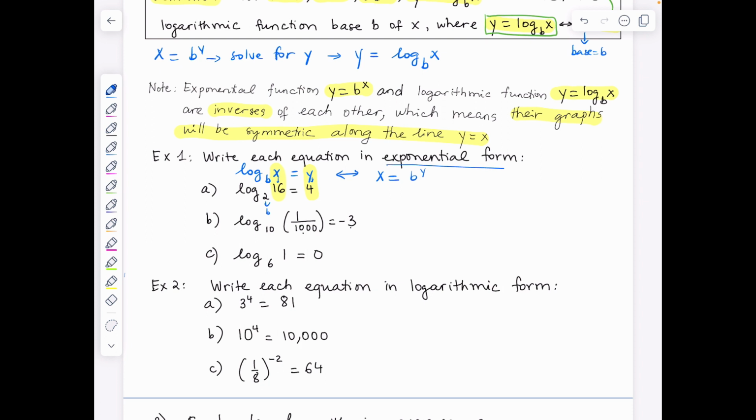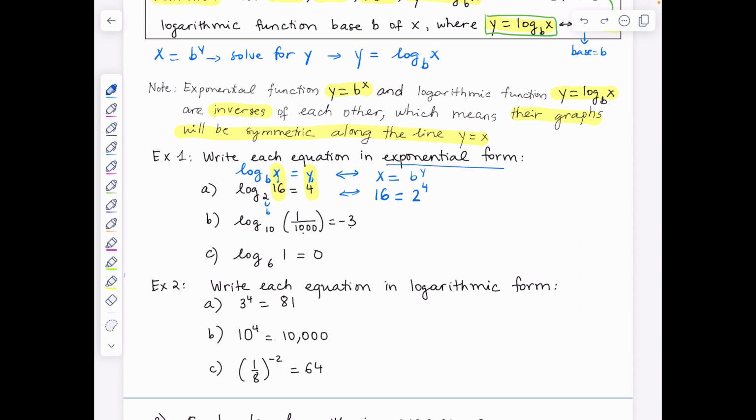So the input will become the output. The input x will become the output in this new function. The base will be the same, base 2, and then the output y will become the input, or the exponent in this case. Now this makes sense because 2 to the 4th power does give you 16.